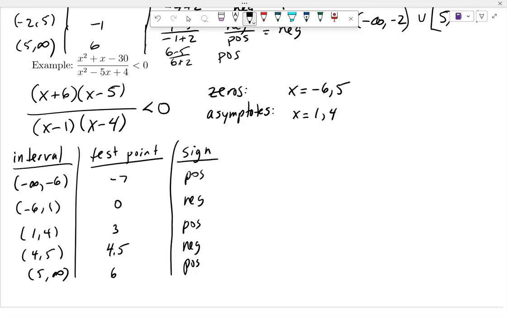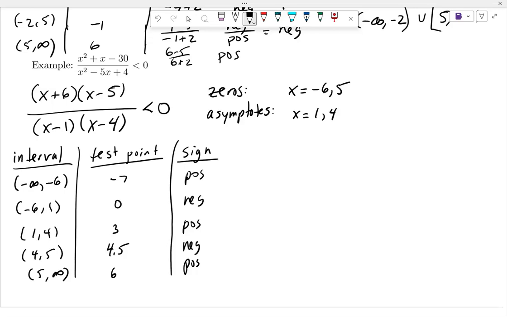If we put in 0, or whatever test point you decided to do for this interval, which sign flips? Which one's no longer negative and is now positive? Which of the 4 factors is now positive? The x plus 6 is now, right? When you put in 0, that one's positive. The rest are still negative. So you end up with a negative.